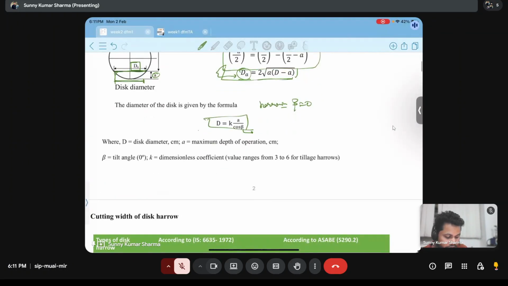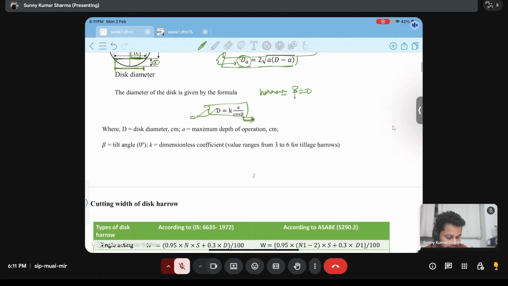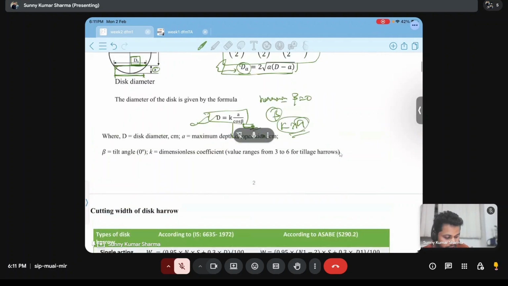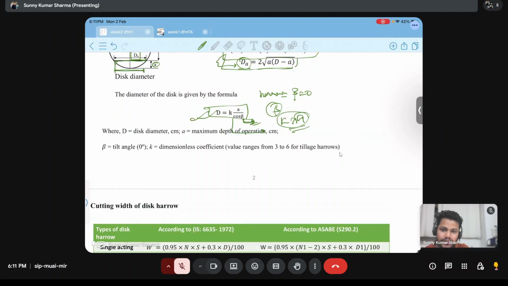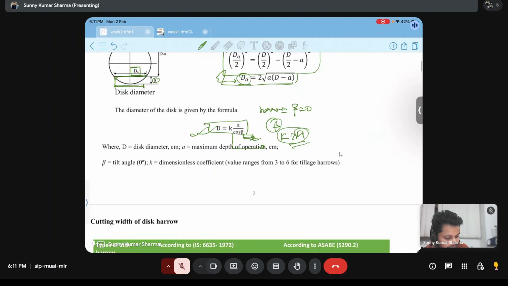So this is the formula for diameter of the disc plow. And beta here is the tilt angle. When beta is 0, we will have only K into A. This will be our disc diameter.